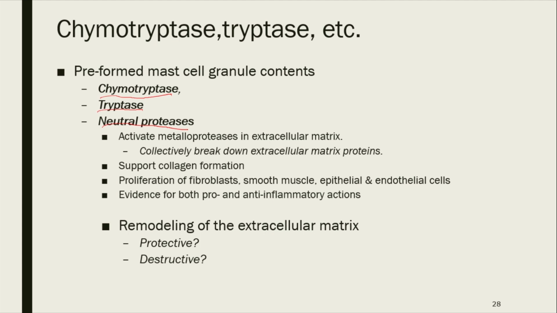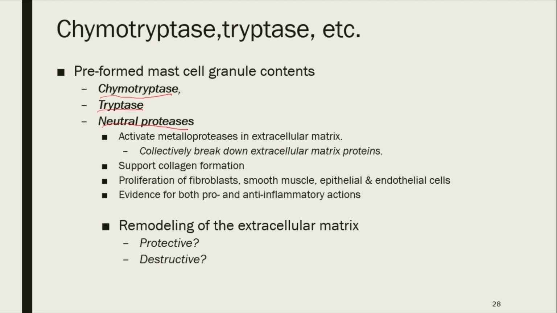Alright, so these mast cells contain granules which have chymotryptase, tryptase, natural protease. These are all combinations of protease. Okay, what do they do? These compounds actually can contribute to remodeling of your extracellular matrix. So what does that mean?